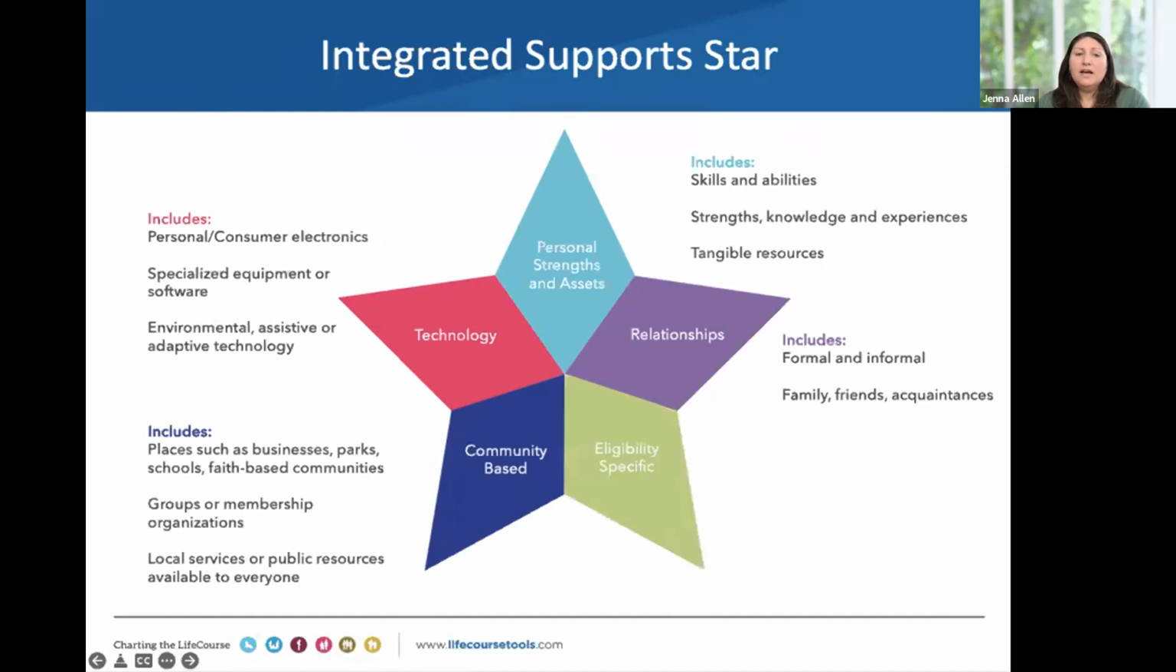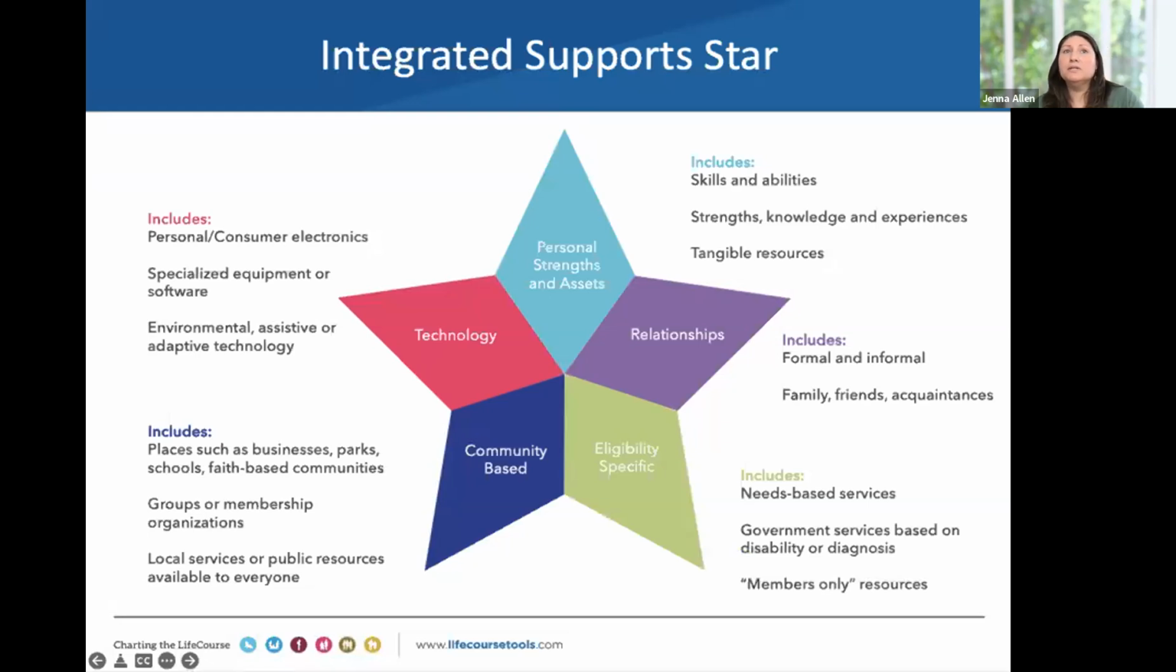And finally, there are the eligibility specific services and supports that a person might have based on their needs. So this could be as a result of somebody's financial situation or their disability. Could also be members only resources that somebody has access to from other particular groups that they're a member of.